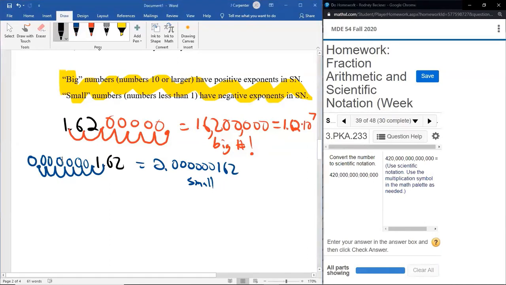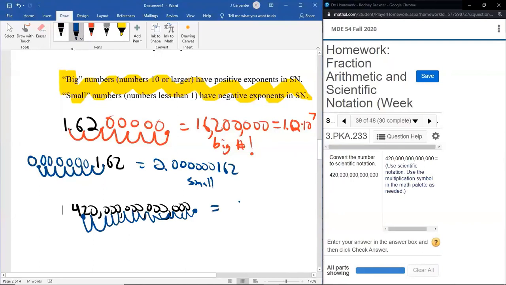So we're going to take this number, this 420 trillion, and we're going to take its decimal, which we can't see, so it's right here, and we want to get it right here. That's the goal. To get to that goal, we got to move it left, obviously. 1, 2, 3, 4, 5, 6, 7, 8, 9, 10, 11, 12, 13, 14 times. That's 14 times.